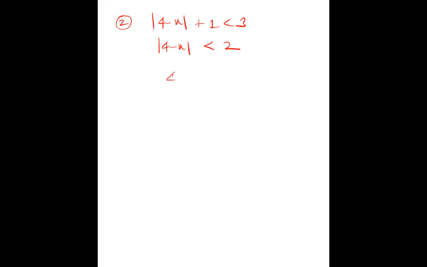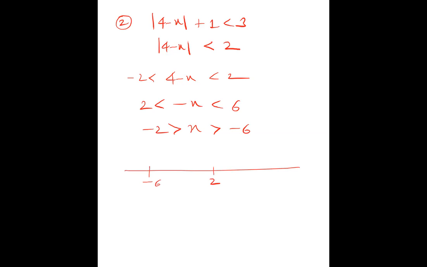Less than means always, it means 4 minus x is greater than minus 2 and less than 2. You can add 4 on both the sides. You can multiply with the minus sign, so the inequality will change. x is greater than minus 6 and less than minus 2. Is it possible? Yes, it is possible here, right? Okay. Note it and raise your hand. This also.